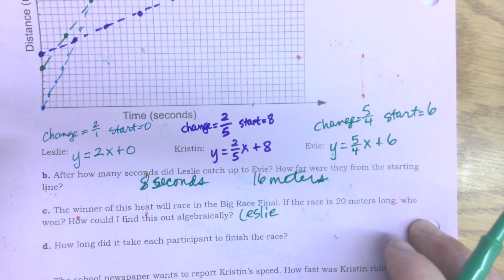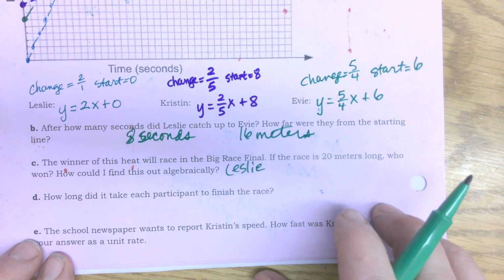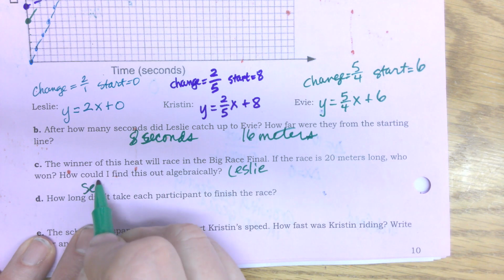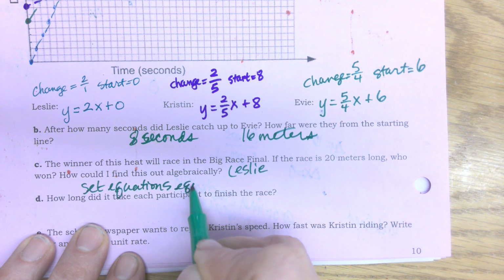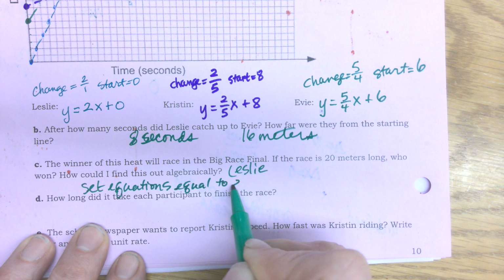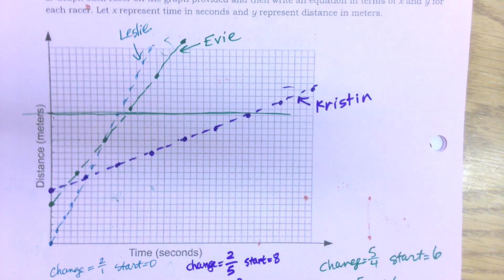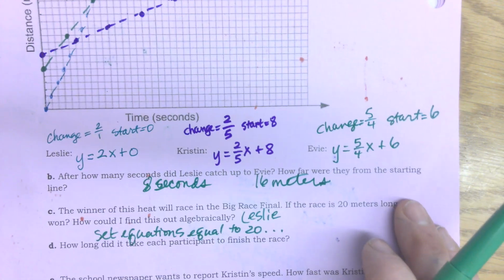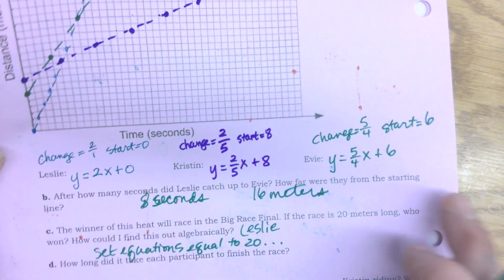Now it asks us how we could find this out algebraically. And we could do that by setting the equations equal to 20. That's how I can do it algebraically. I'm not going to do it because I have the graph in front of me, and I see that Leslie got to 20 first. So we don't need to do that. But if I didn't have the graph, I could set each of my equations equal to 20 and figure out how long it takes them to get there, okay?